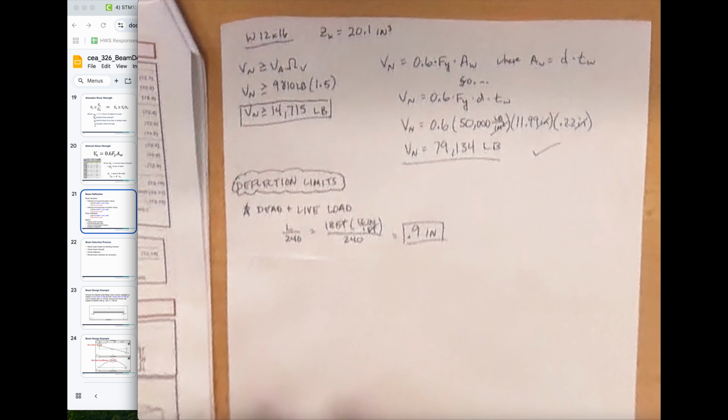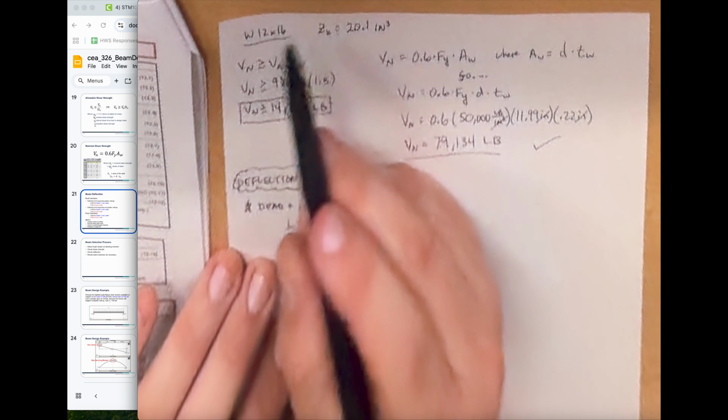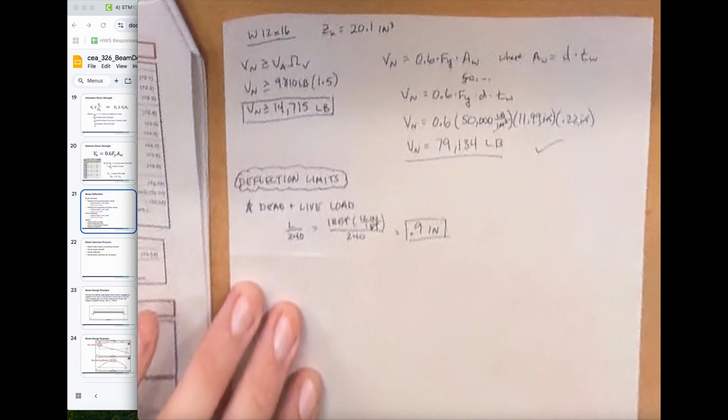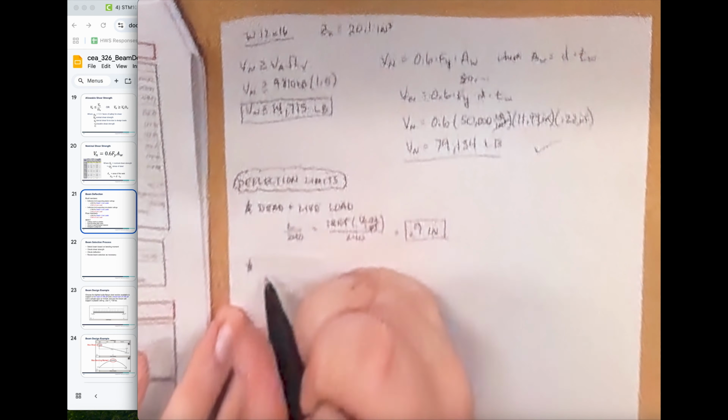Now, if it ends up being greater than that, then that means that we've got to get a beefier beam, right? We got to choose a beam that's going to have a greater moment of inertia. That's what we're going to end up finding out here. So we've got this dead and live load here. Found that out. Now let's calculate that out just for the live load.